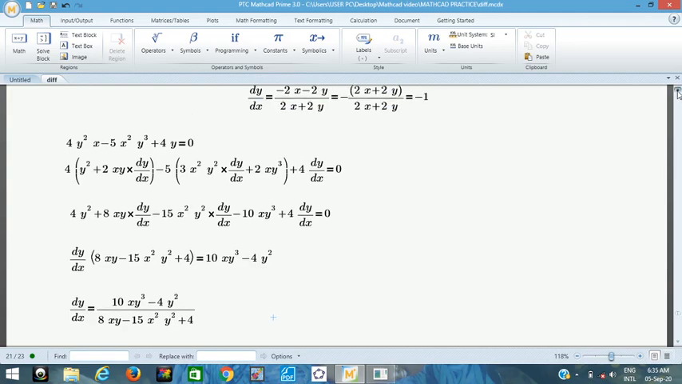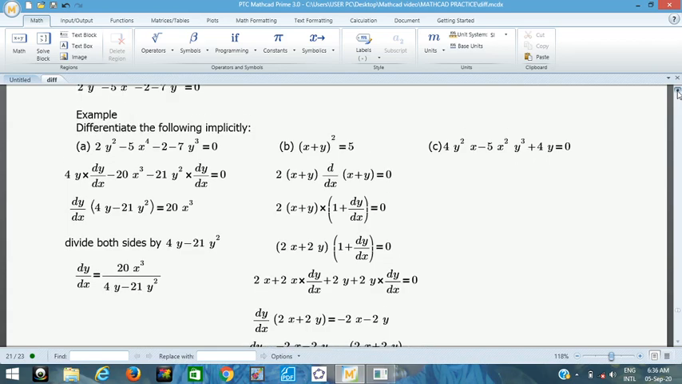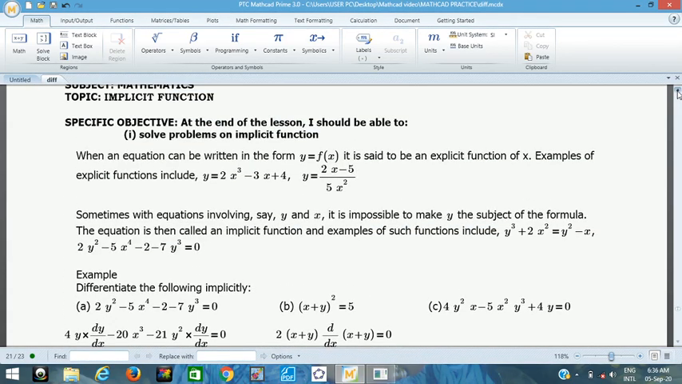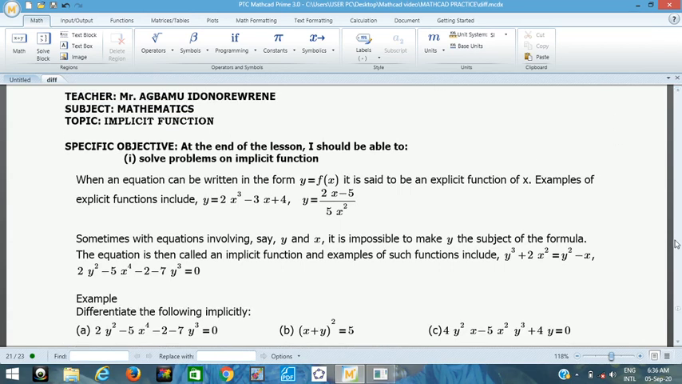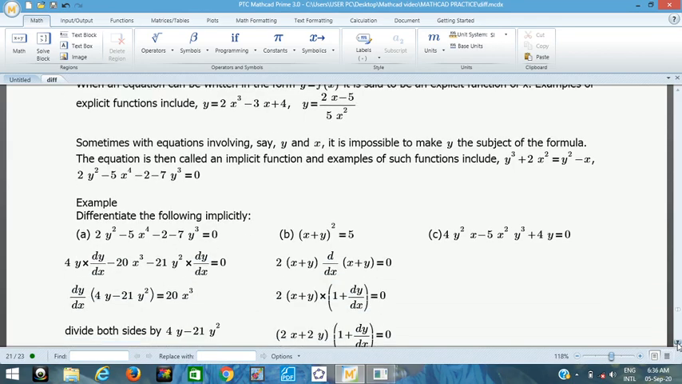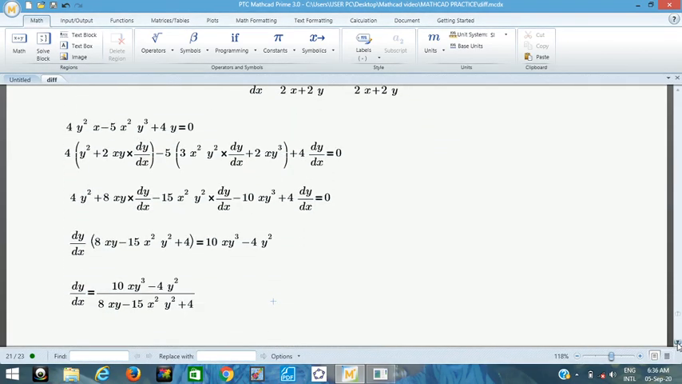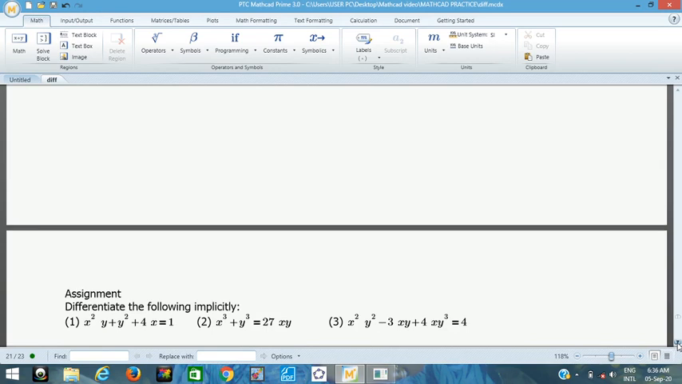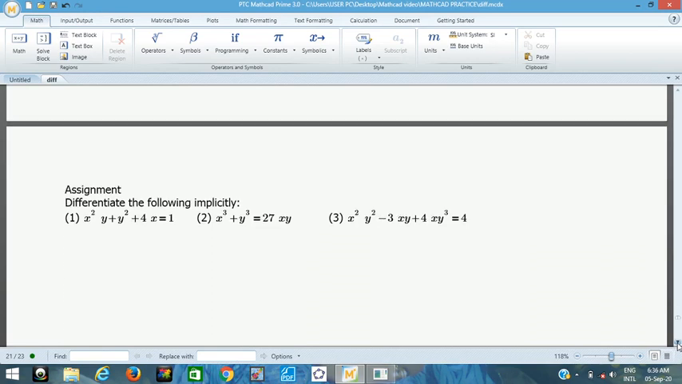Differentiation of implicit function can never be more difficult than this. You can follow the previous examples we did. Go through the conditions of implicit function, and that is that. When you go through the video, you see that it's not difficult. It's all about the same rules you know for differentiation. But whenever you differentiate y, you must multiply by dy/dx. So you can practice these three simple questions, and that is all I have for you in this video.